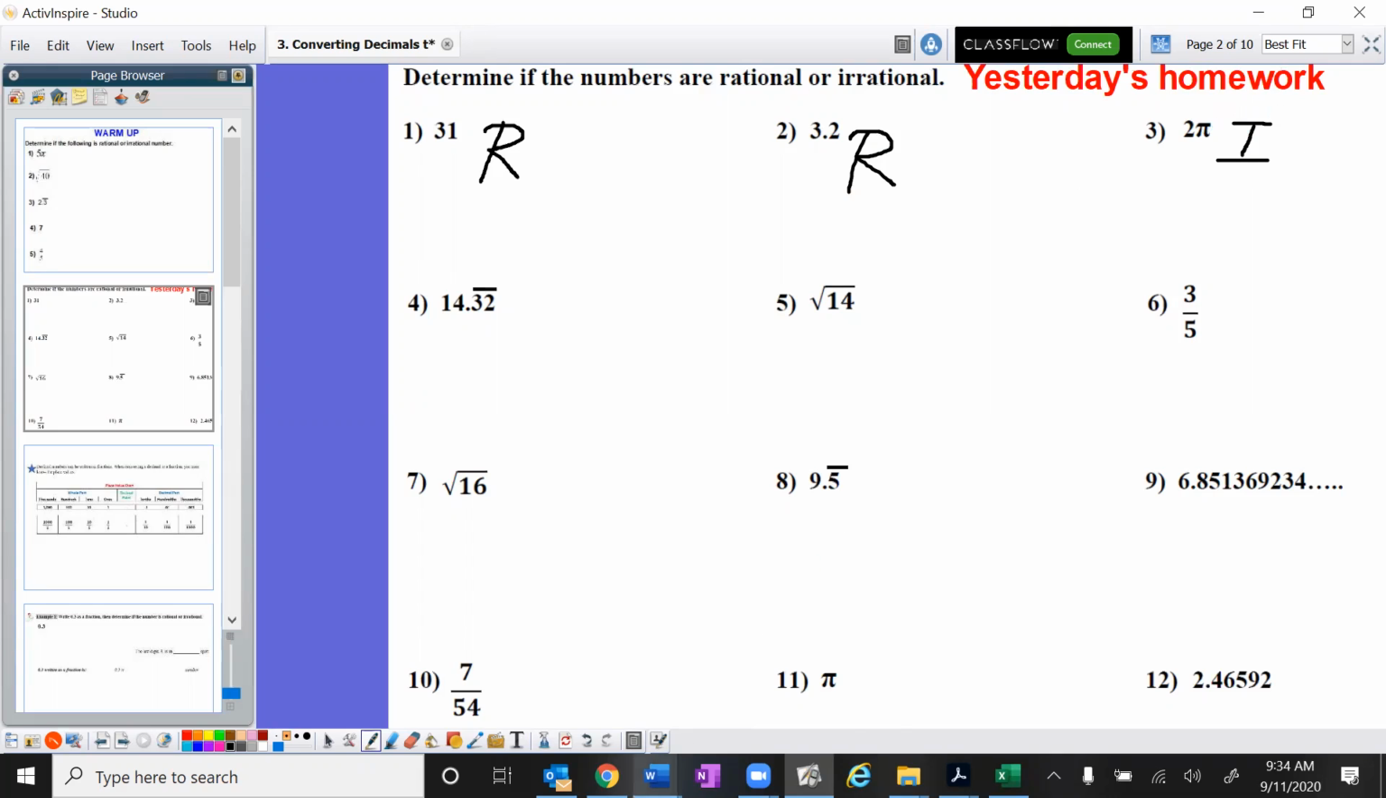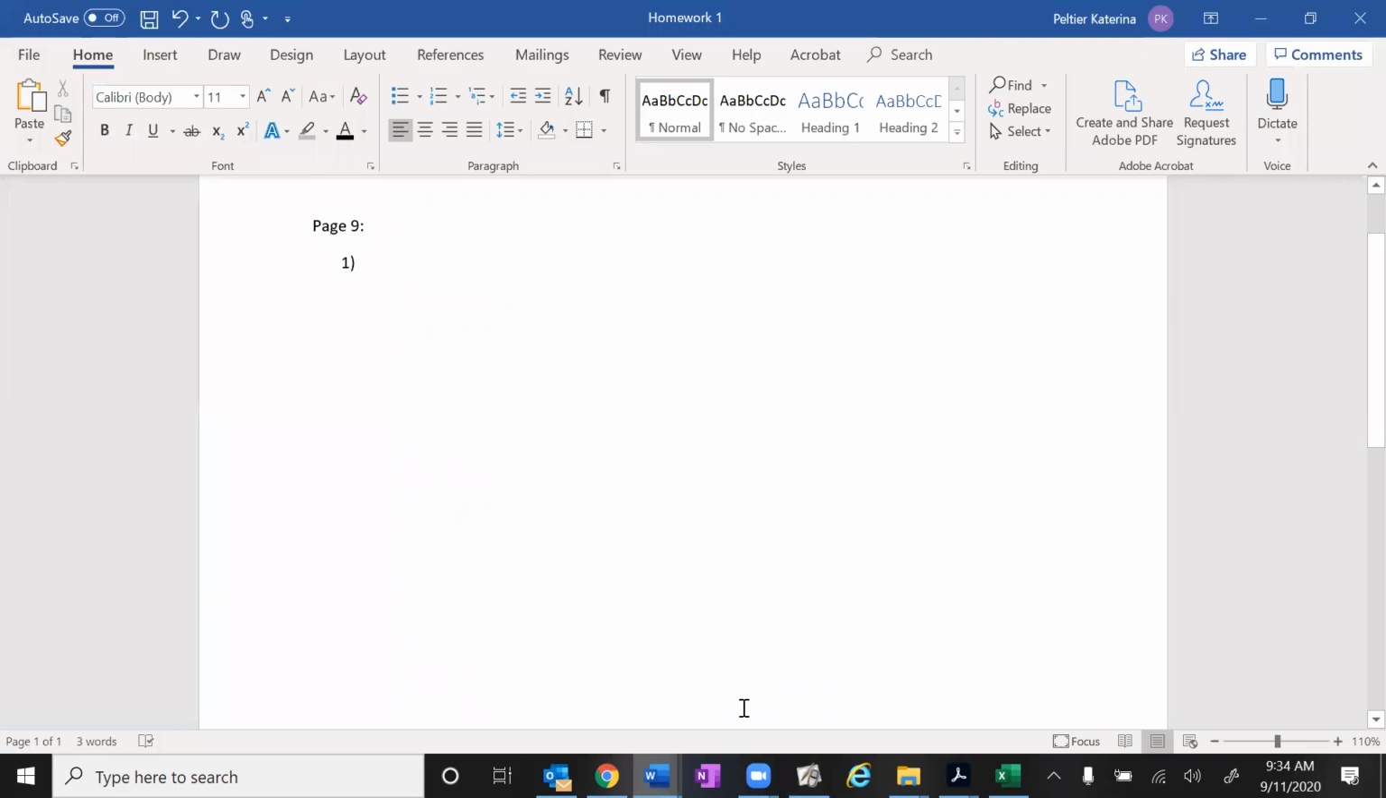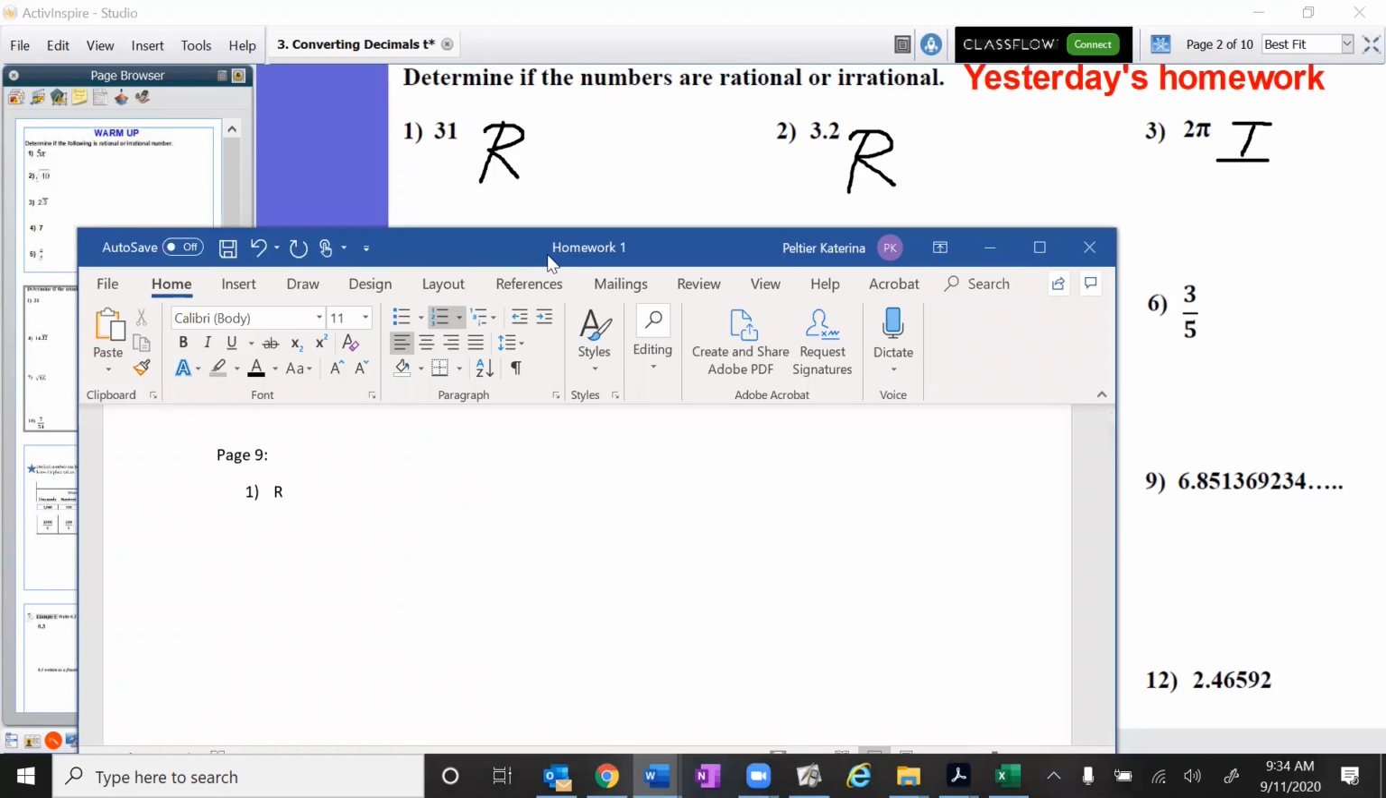Now, how are you going to put it in? If you look, I opened a Word document. I put in the page number for the homework, and 1. We said number 1 was rational, so I'll just put R. Then I go to 2, also rational. 3, we said it's irrational. Now let's look at question number 4.